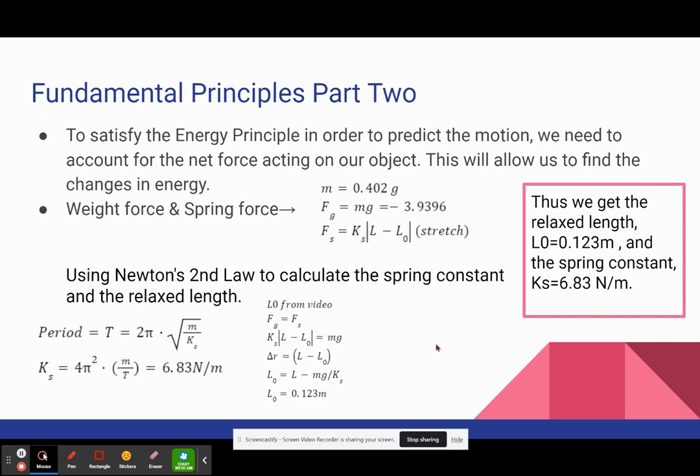So the fundamental principles, part 2. To satisfy the energy principle in order to predict the motion, we need to account for the net force acting on our object, which will allow us to find the changes in energy. So here we have the weight force and the spring force, and then we use Newton's second law to calculate the spring constant and the relaxed length, as seen here. And we get that the relaxed length is 0.123 meters, and the spring constant is 6.83 Newton meters.